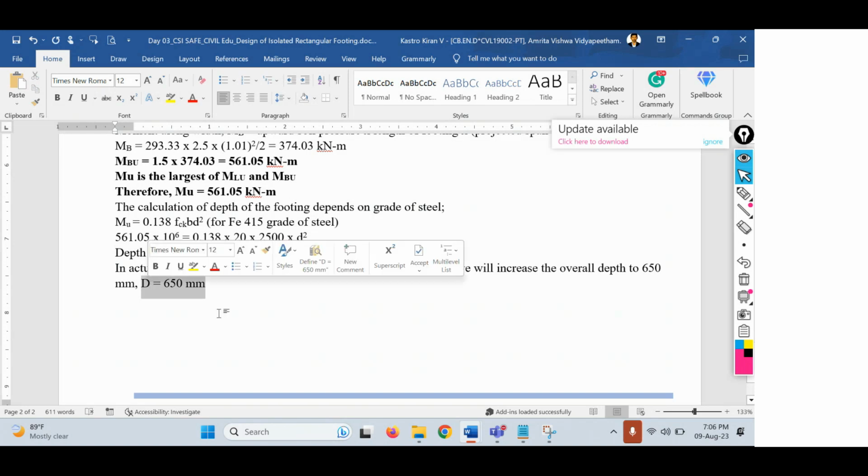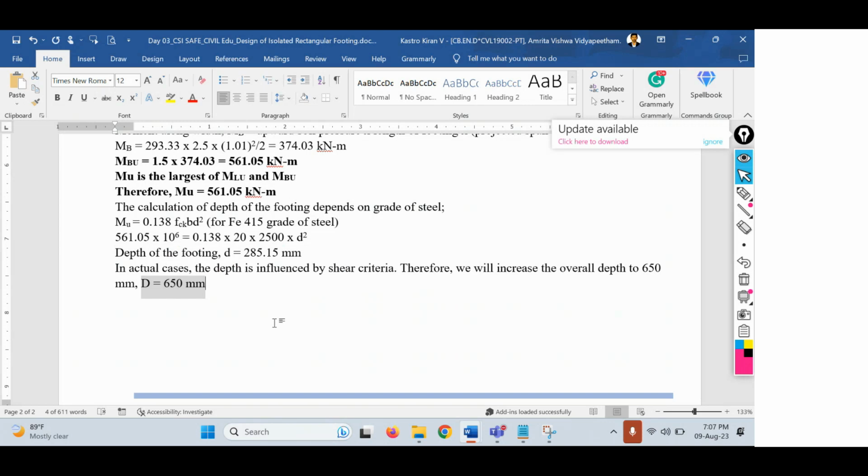So here I'm just assuming some value, but in the next session, I'll show you very clearly in an Excel sheet, because in the Excel sheet, I have the validation values. So I'll show you that in the Excel sheet. For the time being, let us just assume that the overall depth of the foundation is 650 mm.